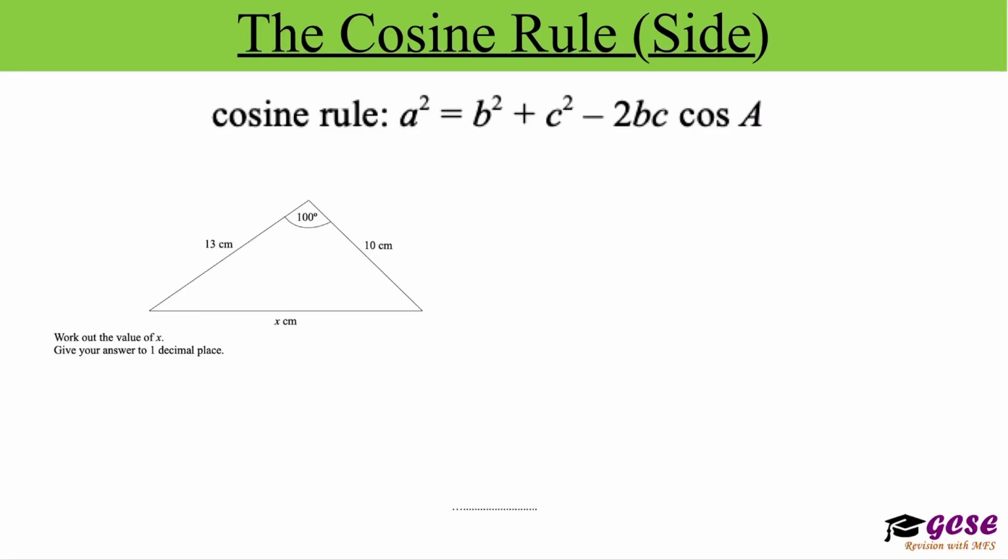Hi everyone, and welcome to this video on working out the side of a triangle using the cosine rule. So we've already looked at working out the length of a triangle or the angle of a triangle using the sine rule. Another rule that you are required to know is the cosine rule. And as with the sine rule, where we had our very own formula, there is another formula that you need to know for the cosine rule.